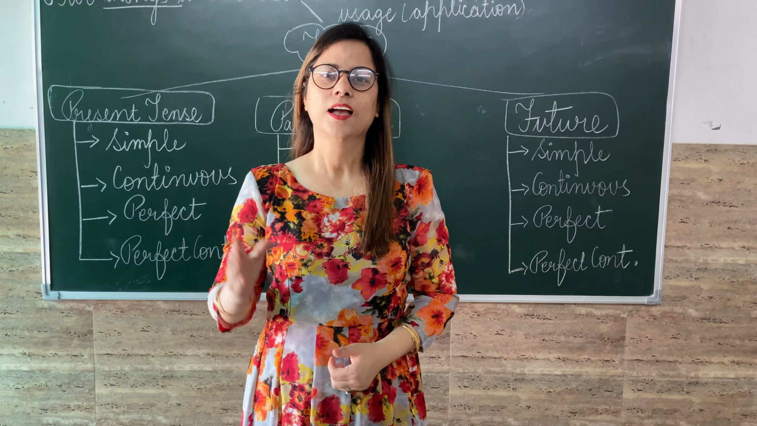So we have three main tenses and four subdivisions under each category of tense. For example, simple present tense, continuous present tense, perfect present tense, and perfect continuous present tense. The divisions remain the same in all the tenses: that is 4 under present, the same 4 under past, and the same 4 under future. So what we have concluded, friends, is three main tenses and 4 subdivisions of each tense. Then in all we have 12 tenses.